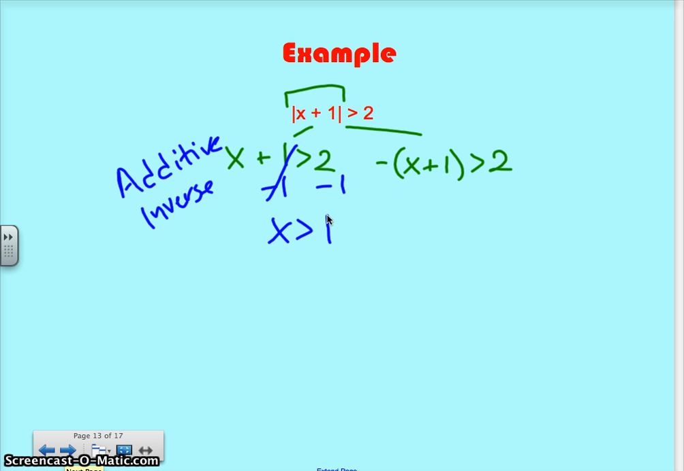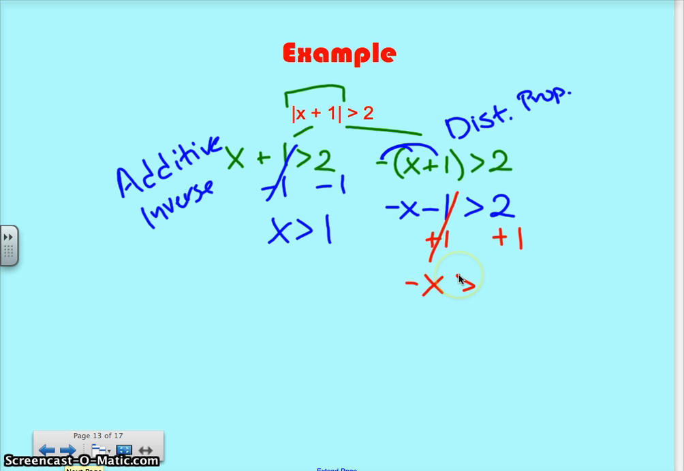And then over here on the right-hand side, I'm going to now work on this one. First, I have to distribute this negative throughout. So I'm going to do the distributive property here. By distributing it, I now have negative x minus 1 is greater than 2. So now I need to get x all by itself. I'm going to go ahead and add 1 over here. Once again, using the additive inverse property, I'm adding the opposite to cancel these out. And then I have to do it over here as well. So now I have negative x is greater than 3. 2 plus 1 is 3.